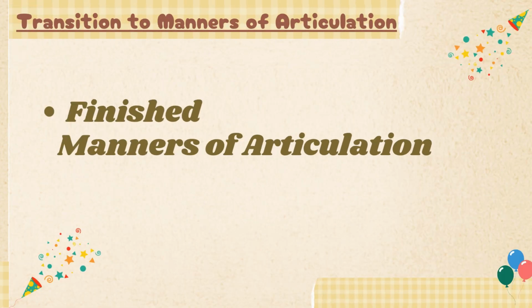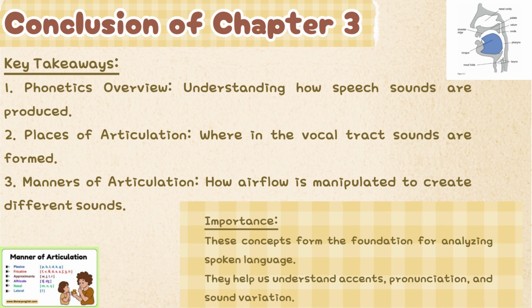This chapter, Chapter 3, has been an exciting journey into the world of phonetics by examining how speech sounds are produced. We began with a consideration of places of articulation, identifying those places in the vocal tract where the production of speech sounds occurs. Then, we turned our attention to manners of articulation and learned about the ways in which airflow is manipulated in order to produce different types of stops, fricatives, affricates, liquids, and glides.